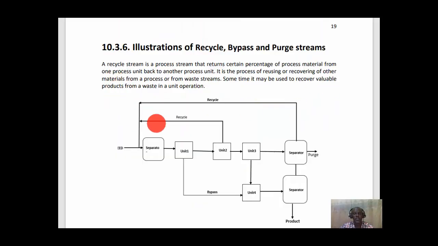Still talking about the line identification, for illustration purpose, let's take a look at the recycle, bypass, and purge streams in a line. A recycle stream is a process line that returns a portion of processed material from one process unit back to another process unit. It is the process of reusing or recovering material from a process or from a waste stream. Sometimes it may be used to recover valuable product from a waste in a unit operation. Take a look at this one. This is a typical recycle line. As defined above, this represents a recycle line.